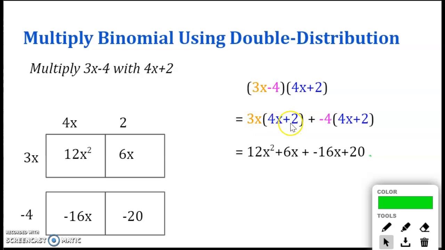And how many times did you distribute? You distributed once, and you distributed twice. That's why this is called the double distribution method, or sometimes it's called the full distributive method, or just the distributive method.